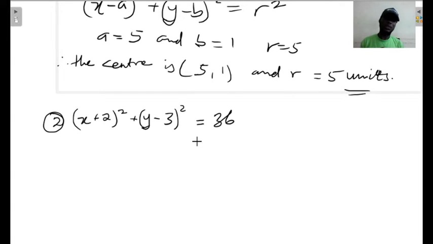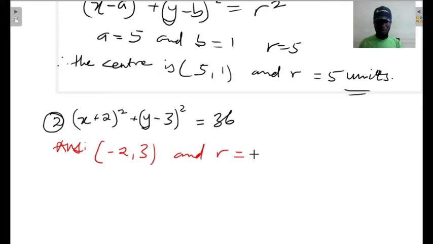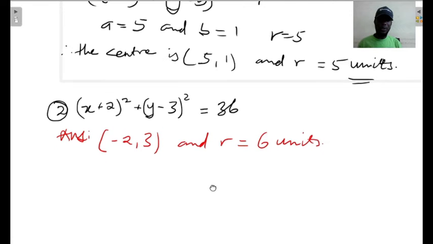Alright, so number 2 is x plus 2 all squared plus y minus 3 all squared equals 36, and you have to find the center and the radius. I'm sure if you did it too, you should be having the center to be (negative 2, 3), and the radius to be 6 units. We take another example.